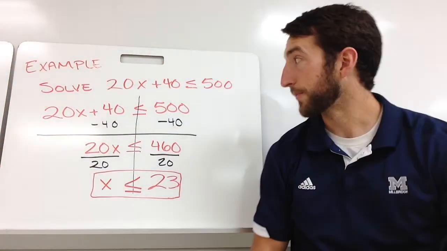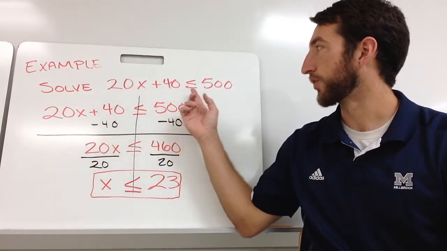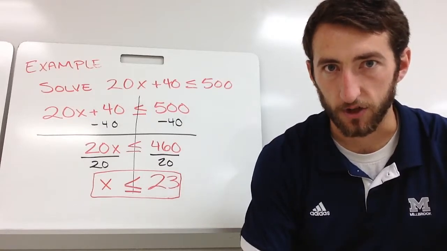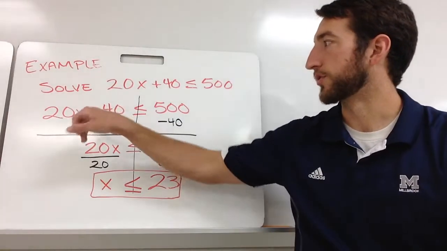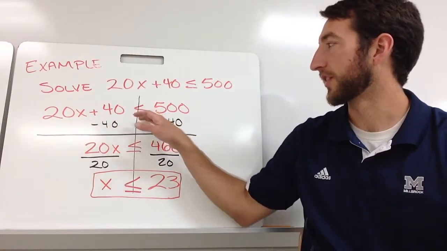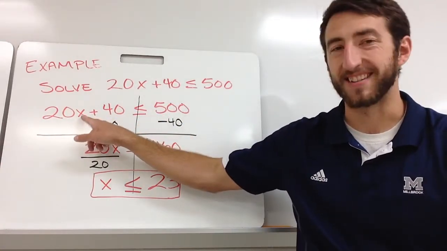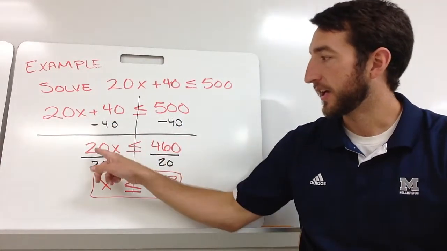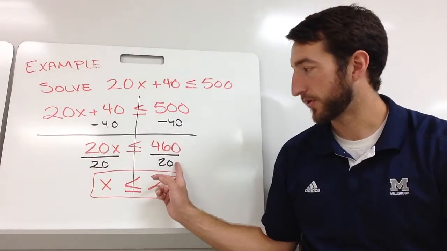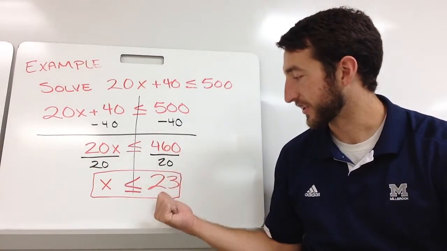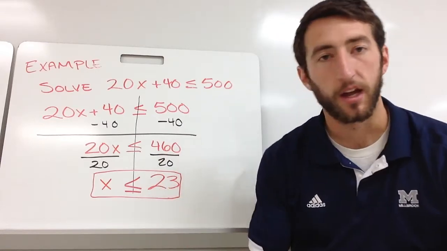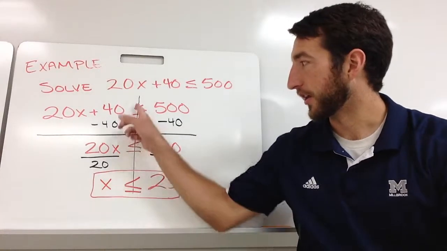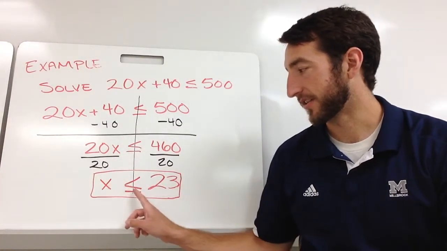All right, so our first example, we want to solve 20x + 40 is less than or equal to 500. So remember, we're doing the same strategy as solving equations. We want to isolate that variable, get it by itself. So we're going to subtract 40 from both sides. You get 460. Now we want to get rid of that 20, so we're going to divide both sides by 20. And 460 divided by 20 is 23. Now remember, we did not divide or multiply by a negative number, so our inequality stays the same, and it stays x is less than or equal to 23.